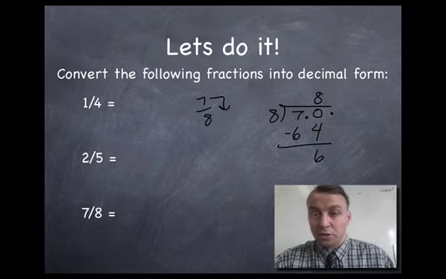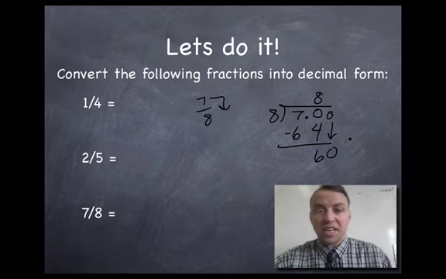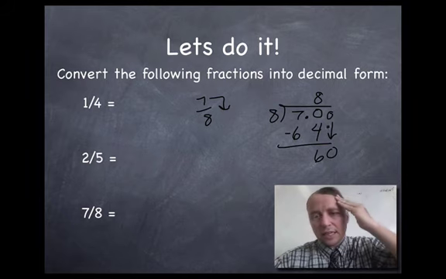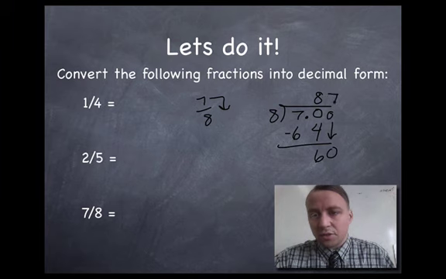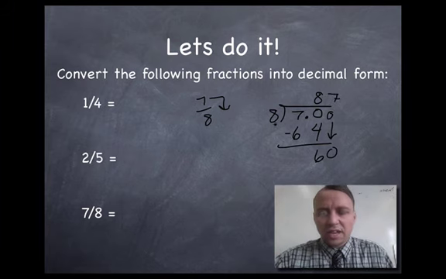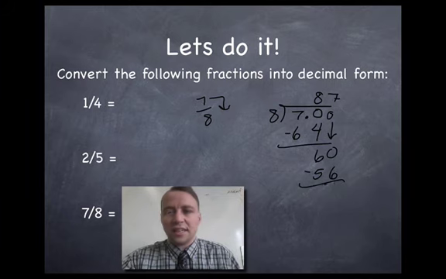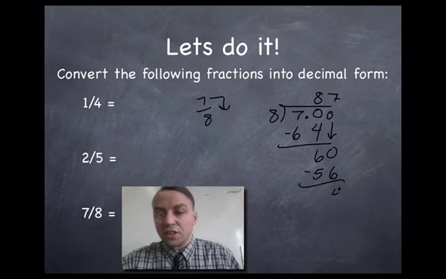Okay, well, I have a remainder, so I'm going to add another 0 and drop it down. How many times does 8 go into 60? Oh man, I'm so bad at my 8s. Goes in, let's see, I think 7 times, right? Because isn't 7 times 8 56? Yes, it is. And 60 minus 56 is 4.